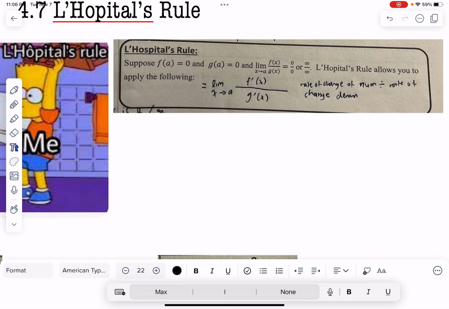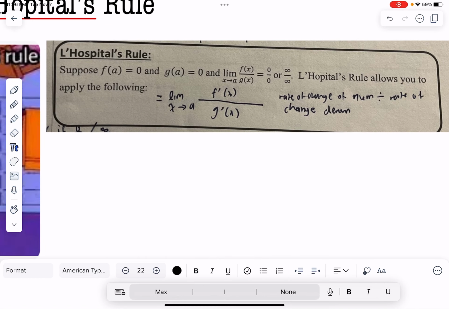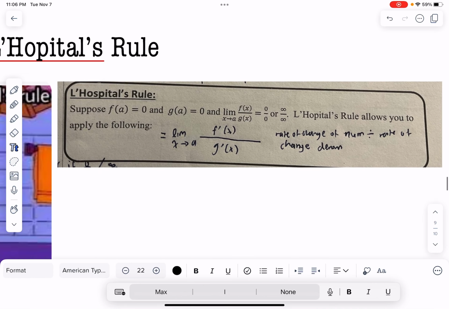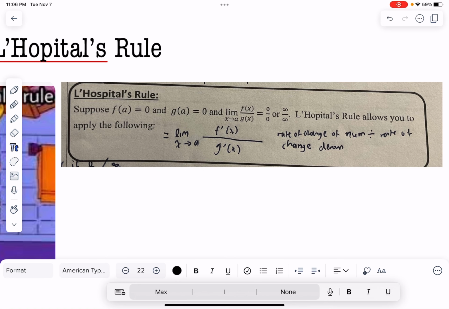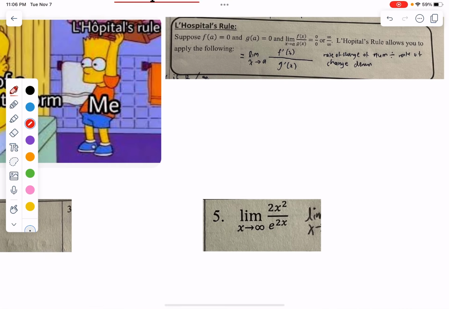So, suppose f of a equals 0 and g of a equals 0. In this limit, as x approaches a of f of x over g of x equals 0 over 0, or infinity over infinity, then L'Hopital's rule allows you to apply the following.